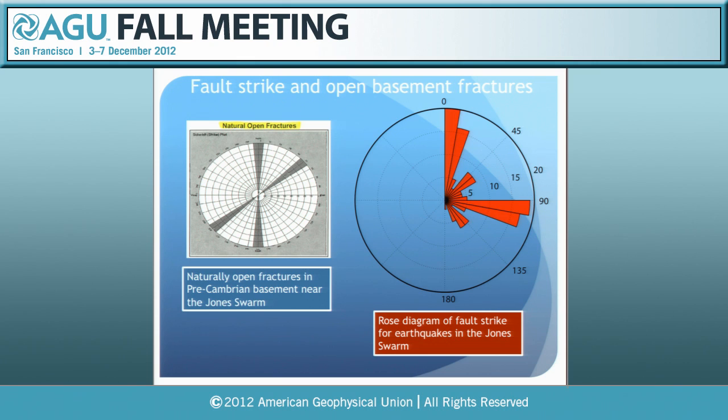So this is an image log from that well I pointed out just a minute ago, just to the southeast of the heart of the Jones swarm, or southwest, I'm sorry. And what we see are 2 major orientations of open fractures. The first is this north-south orientation, and the second is this orientation here. And these are the azimuths of our possible nodal planes from focal mechanisms, and we can see that our 2 major distributions of fault plane orientations match quite well with the open fractures in the basement just a few miles to the southwest. Next slide.